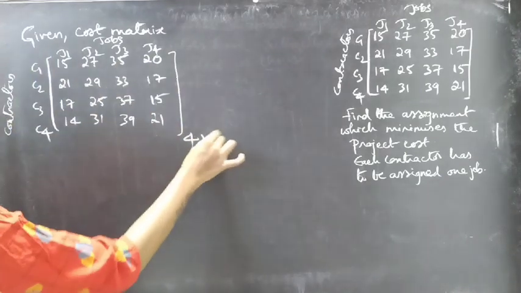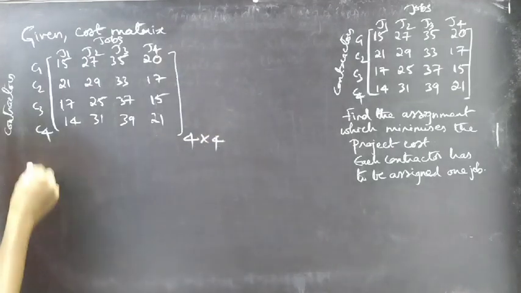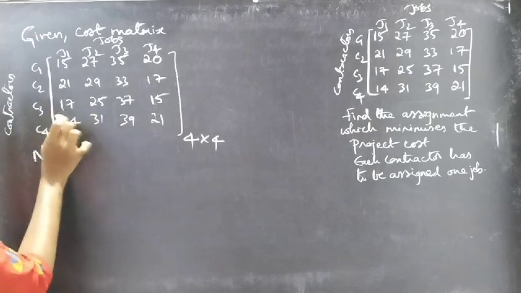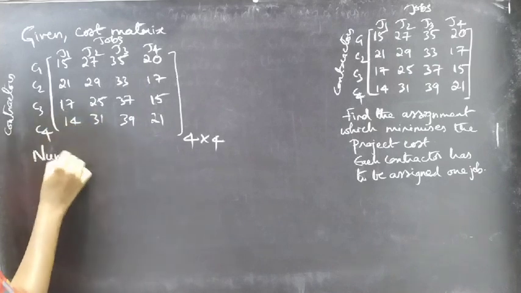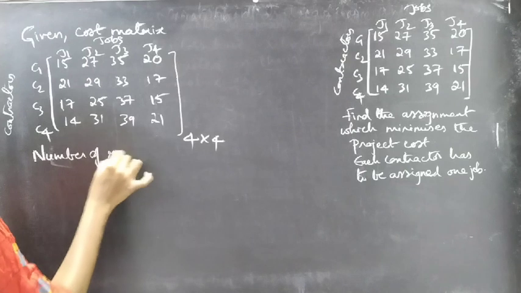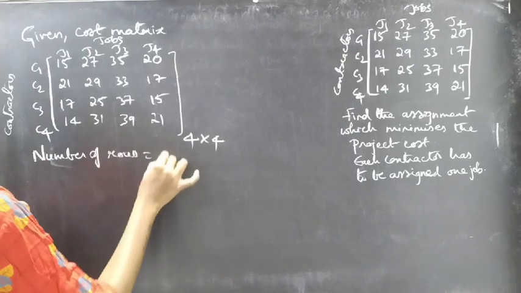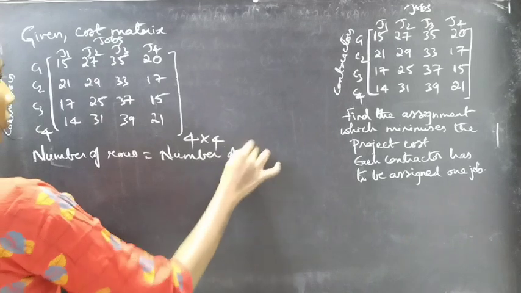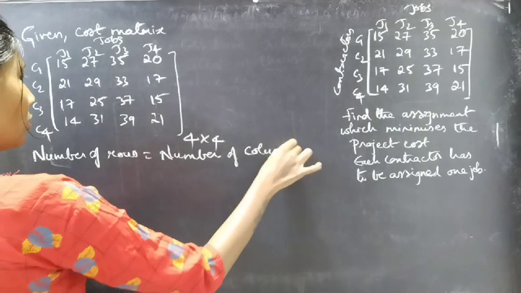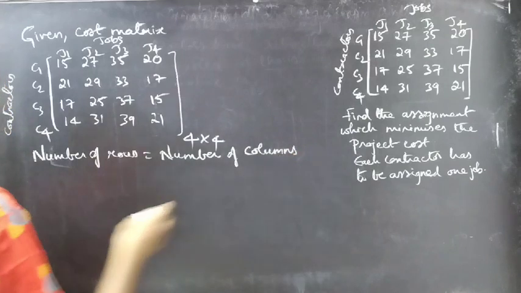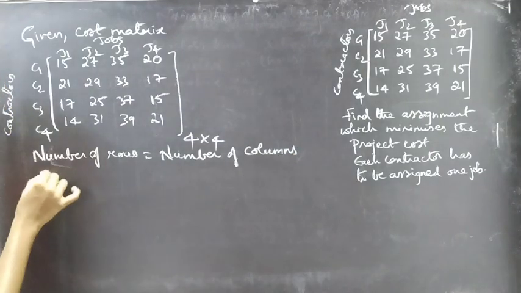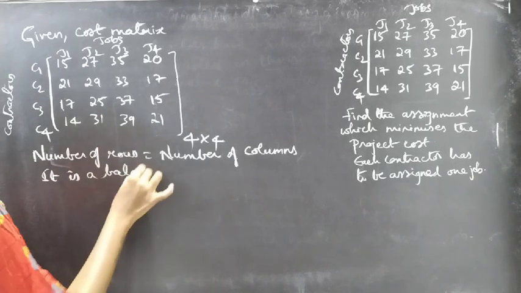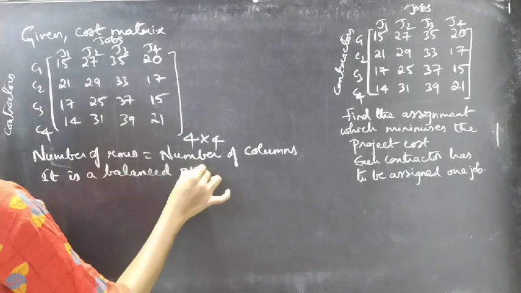So here the number of rows is equal to the number of columns. We are given a 4 by 4 matrix, right? Since the number of rows is equal to the number of columns, we can say that the problem is a balanced one. It is a balanced problem.